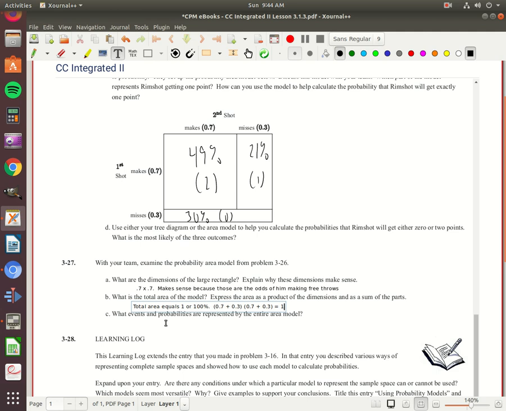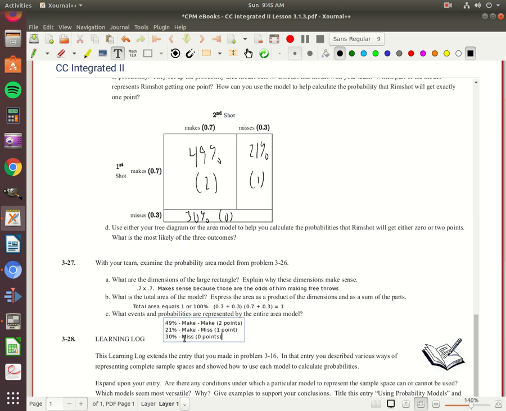And it says, what events and probabilities are represented by the entire area model? Well, the three things that can happen are: 49% of the time is make, make, or 2 points. 21% of the time we have a make, miss, which is 1 point, and 30% of the time is a miss, which is 0 points. So that's the entirety of the 100%. If you add that up, you'll get 100%, which is the total.